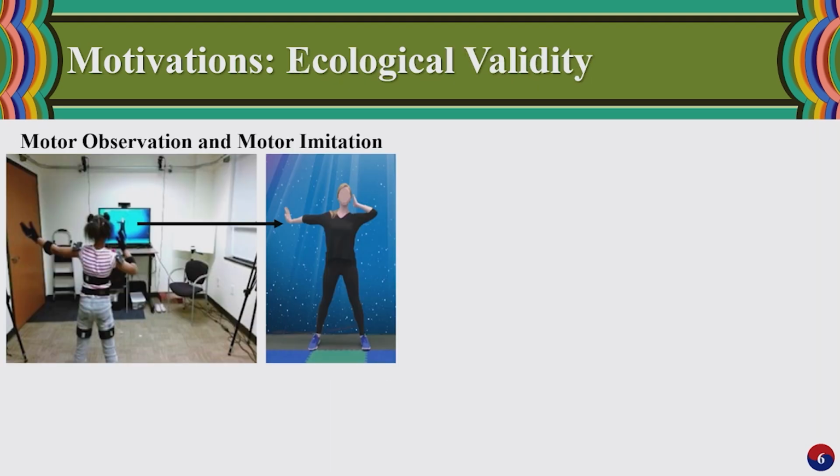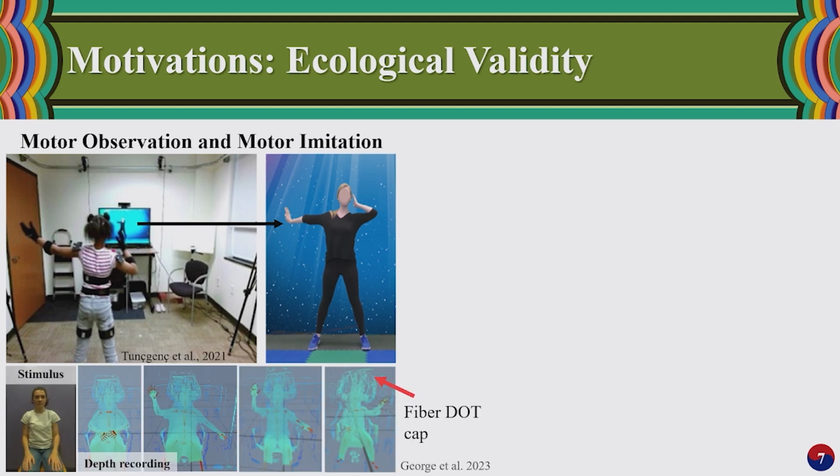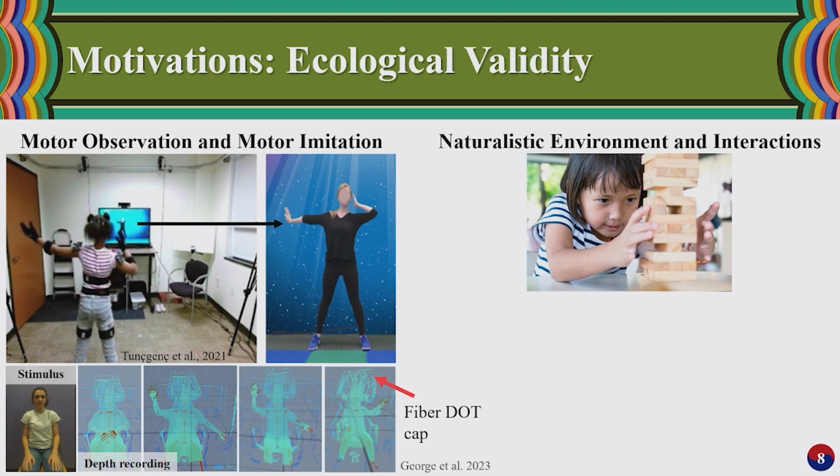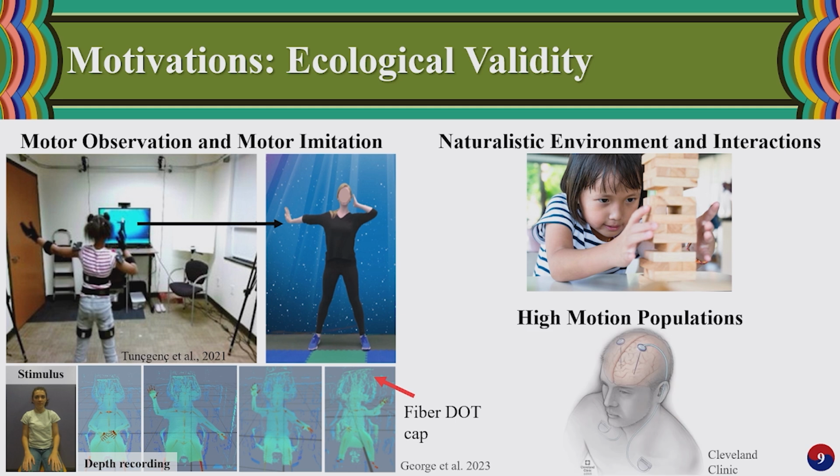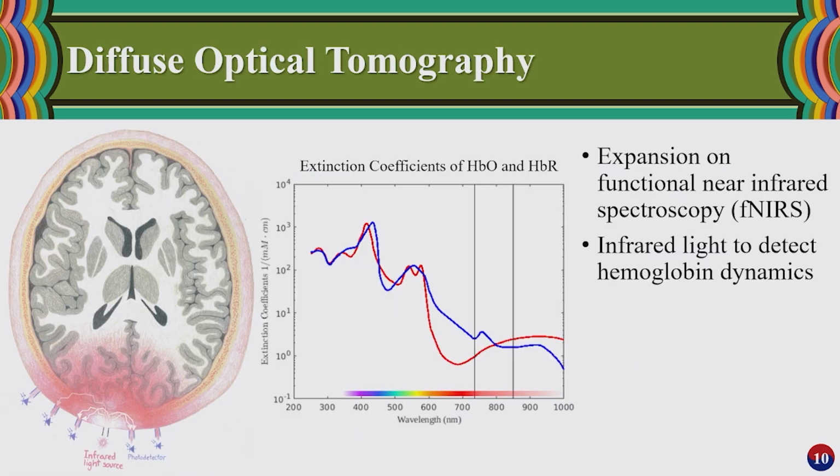For example, motor imitation studies are relevant to developmental neuroscience, but these tasks can't be performed in an MRI and induce artifacts into EEG. Traditional DOT systems allow for some degree of upper extremity movement, however, they still restrict what motions are possible. Other examples of challenging imaging conditions include naturalistic environments or where participants interact with their environments, or high motion populations such as those with tremors who tend to have lots of motion artifacts in traditional neuroimaging modalities.